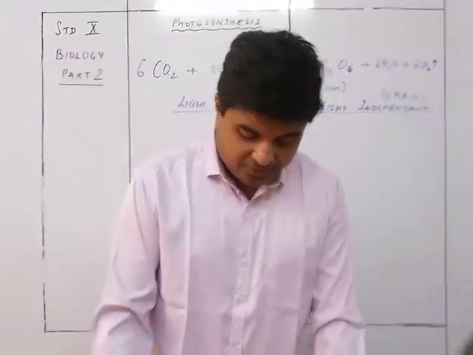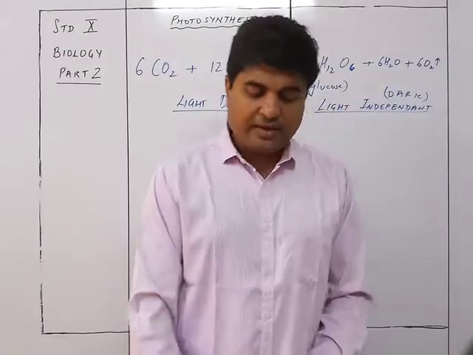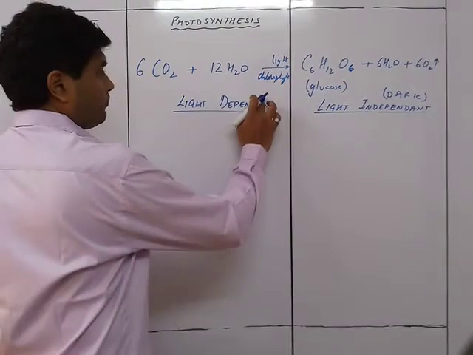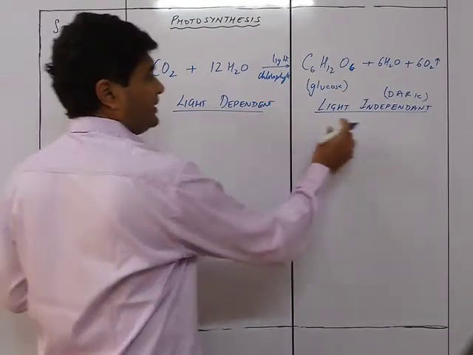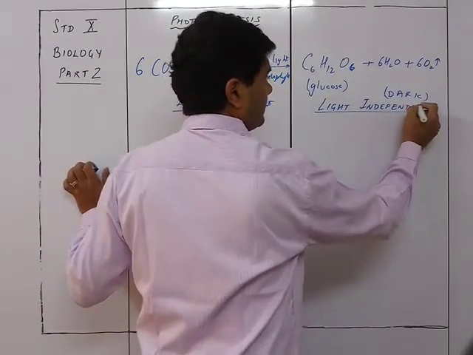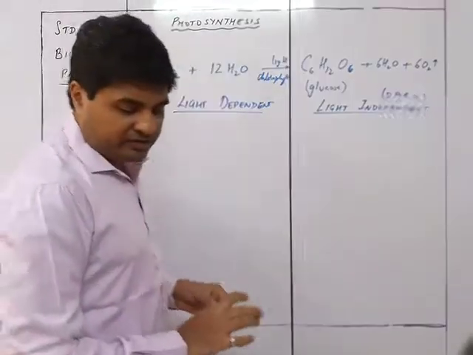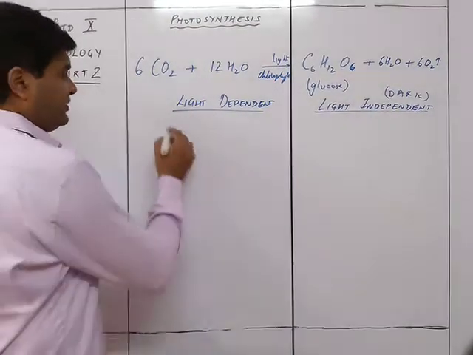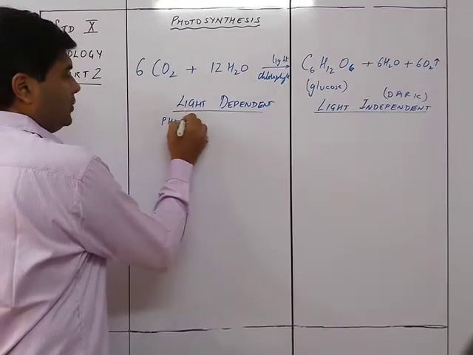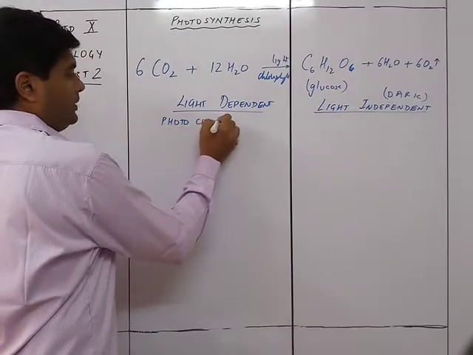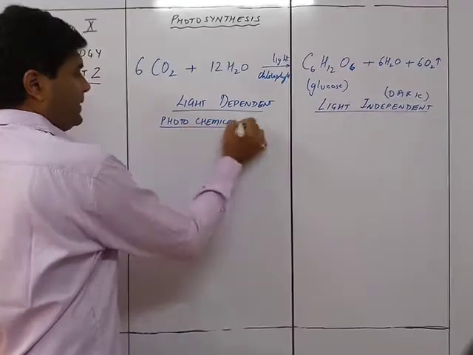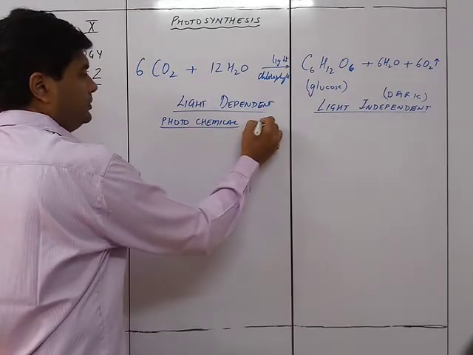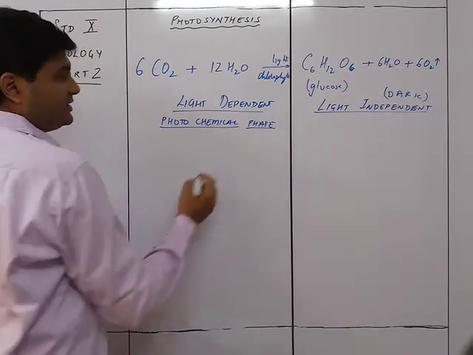So the light dependent phase, of course, will take place only in the daytime, whereas this will take place in the night as well as day. Okay, so now let's see what happens in the light dependent phase, which is the photochemical phase. Now this part is very, very important, so pay attention properly and see to it that you understand this thing properly.